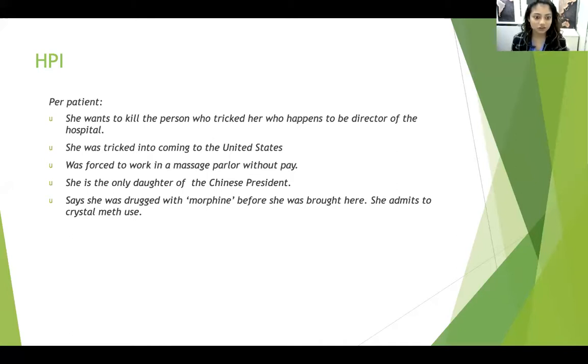So per the history of presenting illness, the patient said that she wants to kill the person who tricked her, who happens to be the director of our hospital. She was tricked into coming to the US, was forced to work in a massage parlor without pay, that she's the only daughter of the Chinese president, and said that she was drugged with morphine before she was brought here. She also admits to crystal meth use. So what do you guys think about this slide?